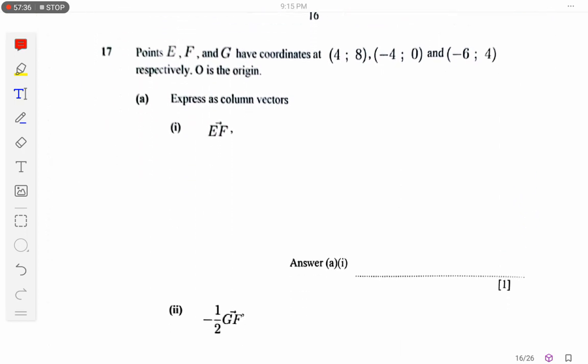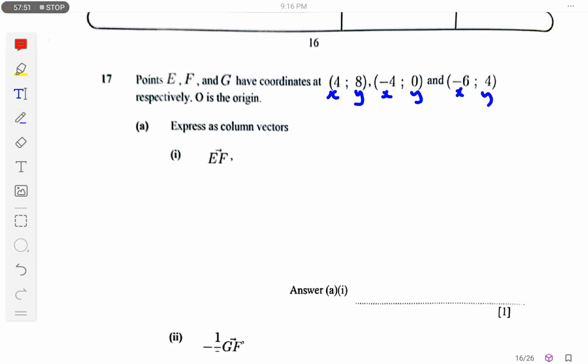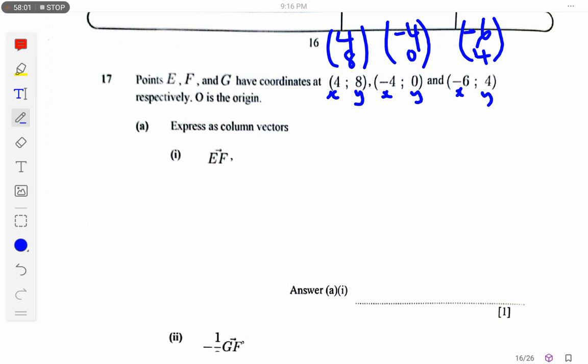Okay, fine. We are on vectors, guys. Whenever they give us vectors like this, this is our x value, this is our y value. We can even rewrite this in terms of column vectors. Say this is (4, 8), this is (-4, 0), and this is (-6, 4). Now they are saying points E, F, and G have coordinates like this, respectively. O is the origin.